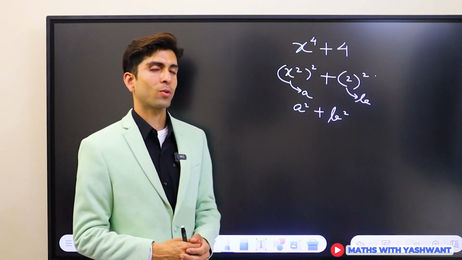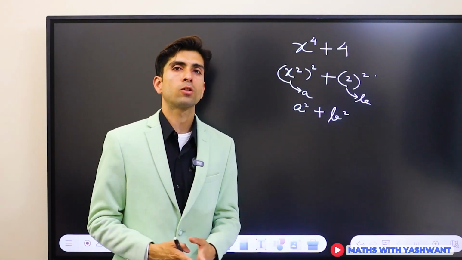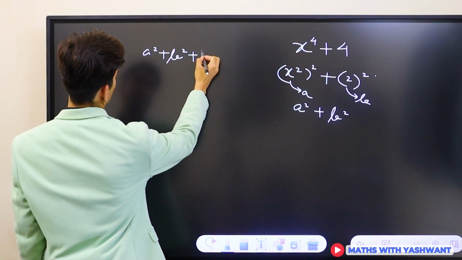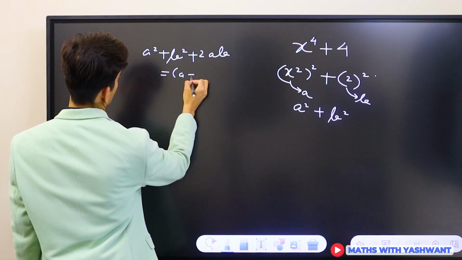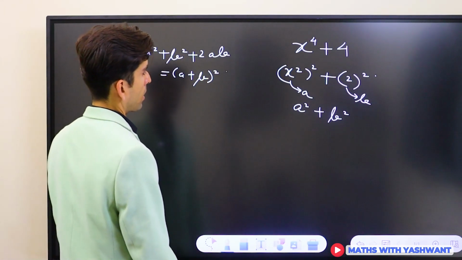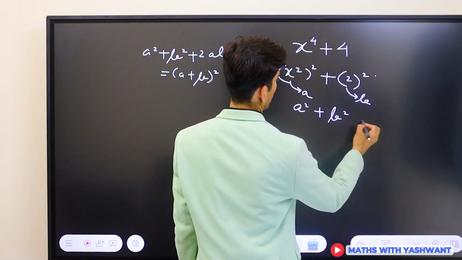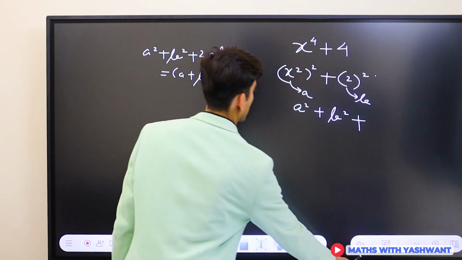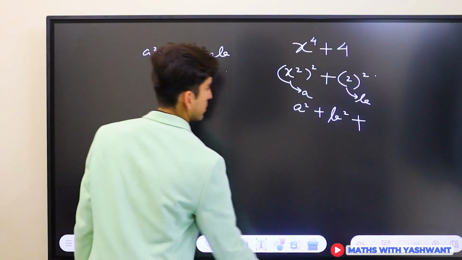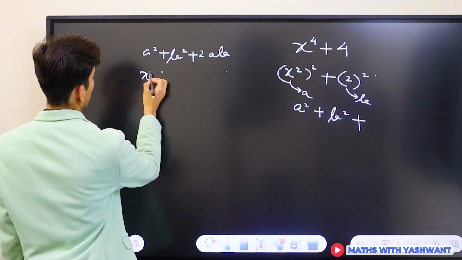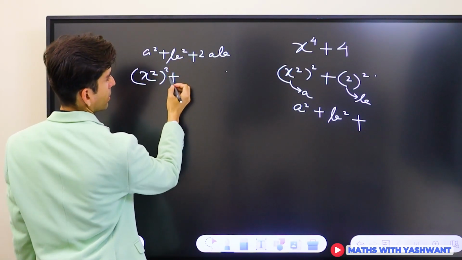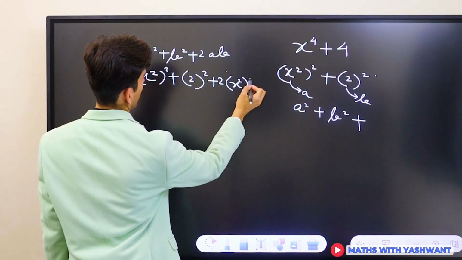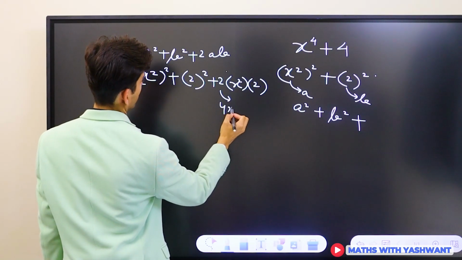Now, when we have a square plus b square, we try to create 2ab. Because when we have a square and b square and we have 2ab with it, we can write it as a plus b whole square. Okay, 2ab is missing. So if a is x square and b is 2, then 2ab will be what? a is x square and b is 2, so it's actually 4x squared.